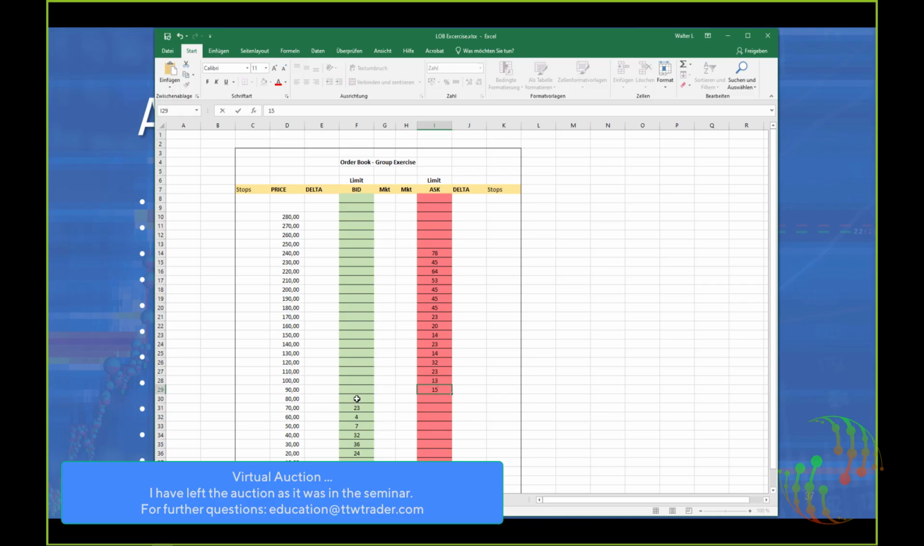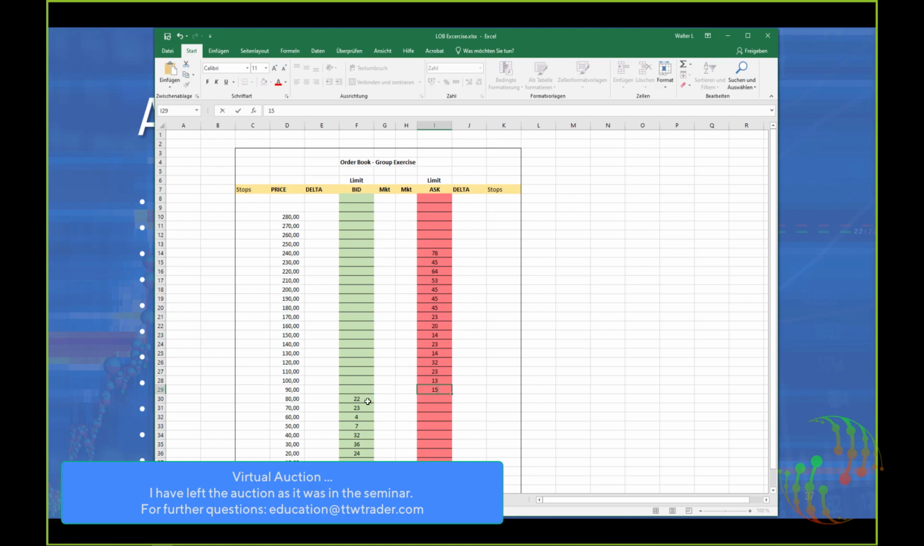If I want to say, I want to buy 22 at 80, and then I'm starting to sell. I want to sell 15 at 90. Who is willing to buy 15 at 90?